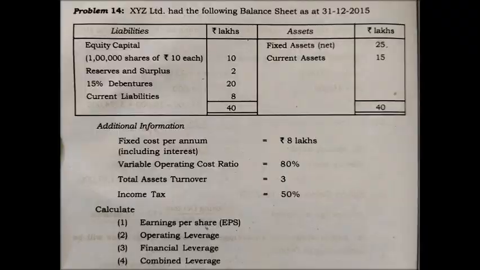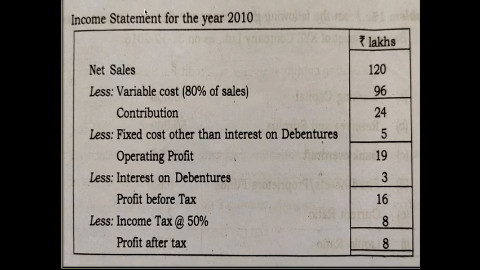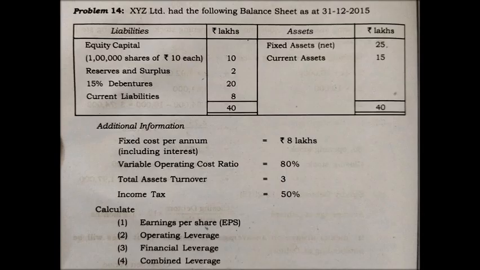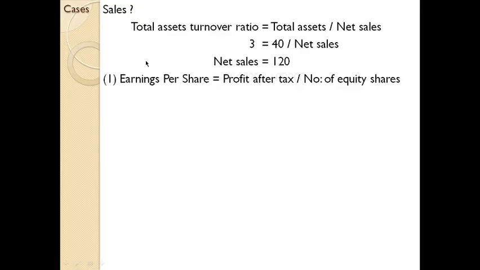Remember, here the income statement is prepared by removing the lakhs. For the computation purpose only, we did like that. Here 8 represents 8 lakhs. So 8 lakhs divided by number of equity shares, which is already given in the question, 1 lakh. So you will get 8 per share.